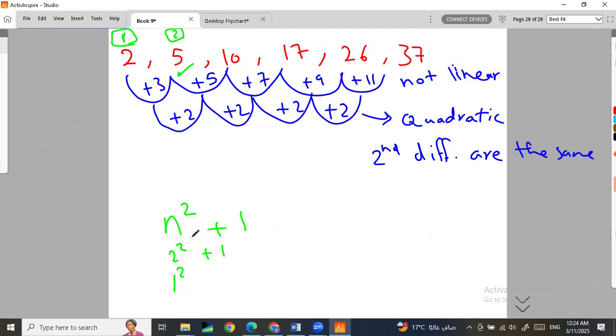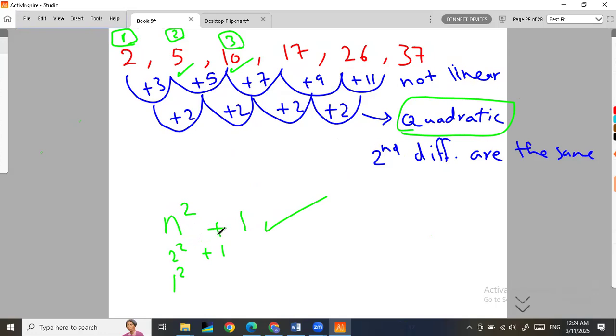All right, what if I wanted the third term? 3 squared is 9, plus 1 is 10. Then it worked. I checked around 3 or 4 terms right now. Even if you continue with the rest of the terms, it will work. All I've done is that once I knew it is a quadratic sequence, I just wrote n squared.